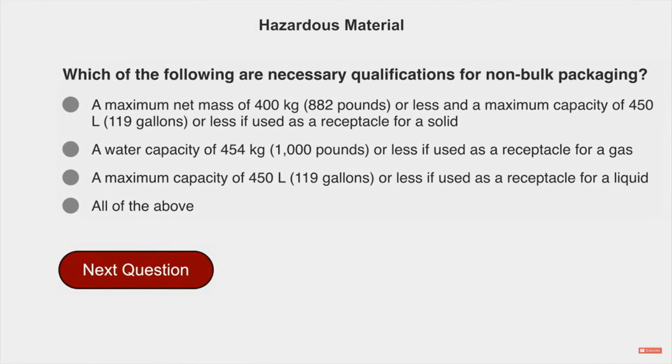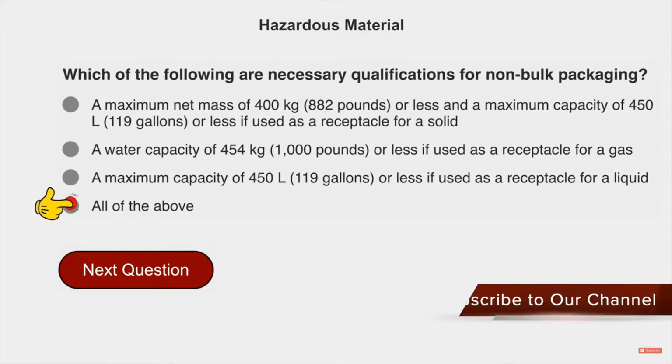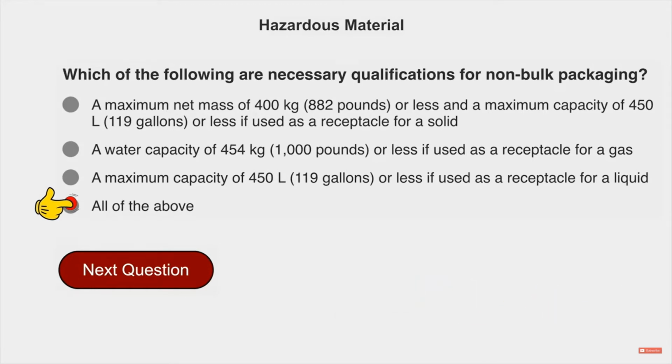Which of the following are necessary qualifications for non-bulk packaging? All of the above. A maximum net mass of 400 kilograms, 882 pounds, or less, and a maximum capacity of 450 liters, 119 gallons, or less if used as a receptacle for a solid. A water capacity of 454 kilograms, 1,000 pounds, or less if used as a receptacle for a gas. A maximum capacity of 450 liters, 119 gallons, or less if used as a receptacle for a liquid.